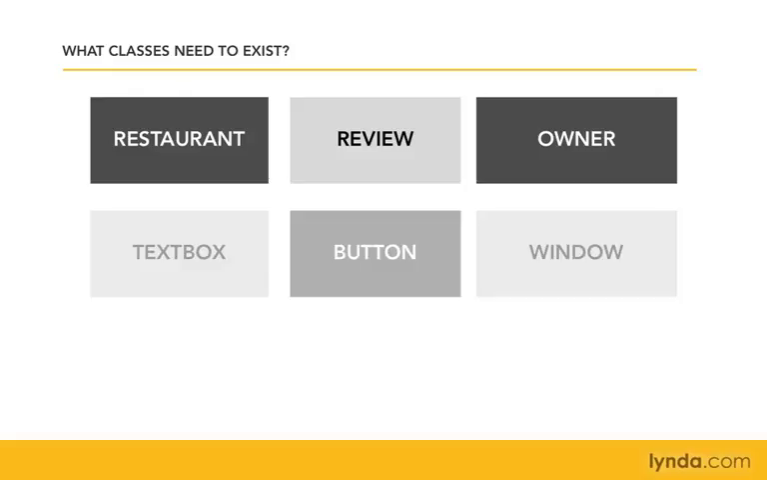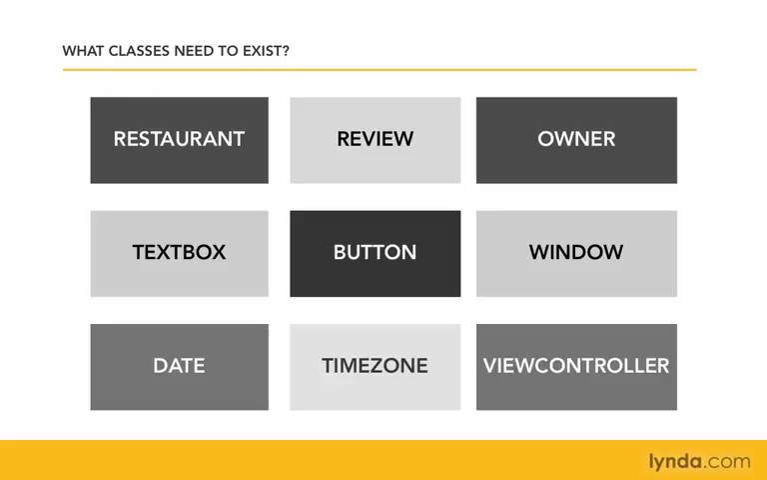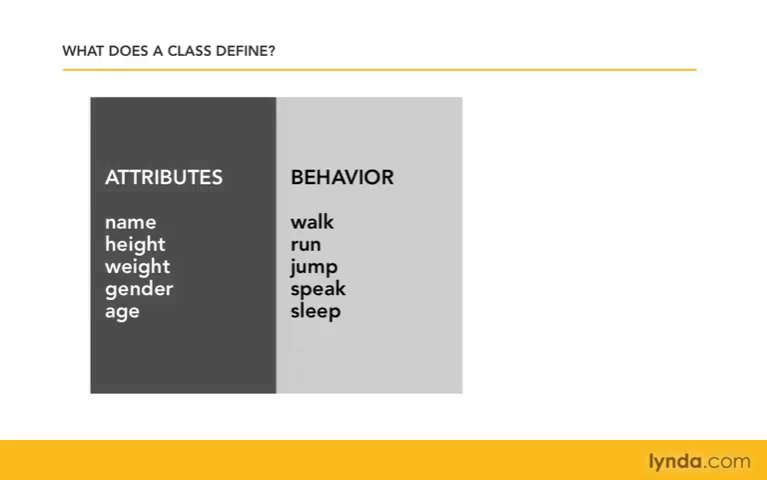But it doesn't stop there. Classes also exist to represent the visual parts of your program, things like buttons and text fields and windows. And they also represent invisible things like dates and time zones, and things internal to our program like arrays, and even things we haven't talked about yet like view controllers. But all classes detail two different things: attributes and behavior. What are something's characteristics or attributes, and what it can do, its behavior.